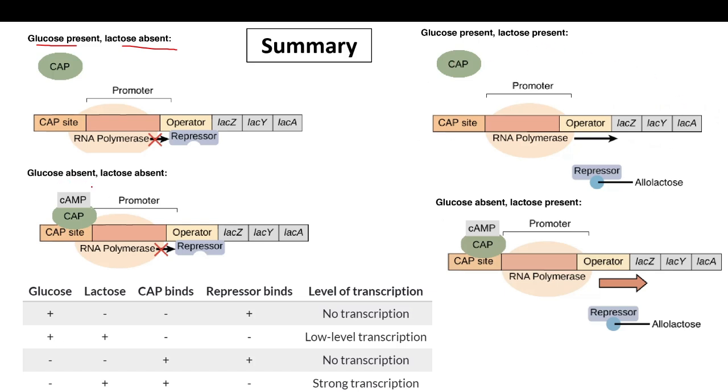Now if glucose is absent and lactose is also absent, then what will happen is that since glucose is absent, it will be forming the cyclic AMP, but lactose is also absent. So if lactose is absent, then the repressor cannot be detached from the operator region. So as a result of that, there will be no transcription as well. But when glucose is absent and lactose is present, then there will be a higher level of transcription.